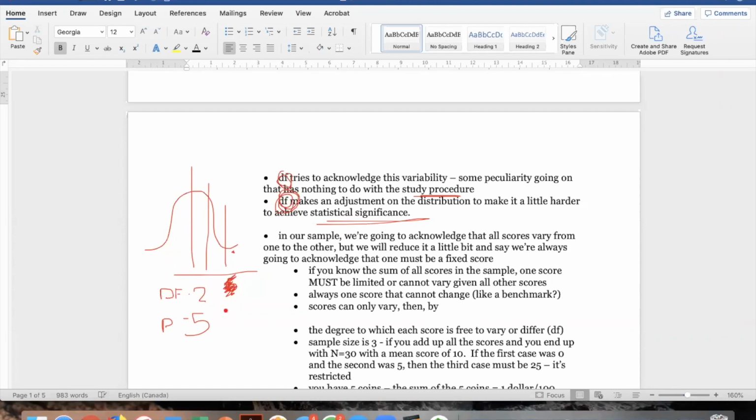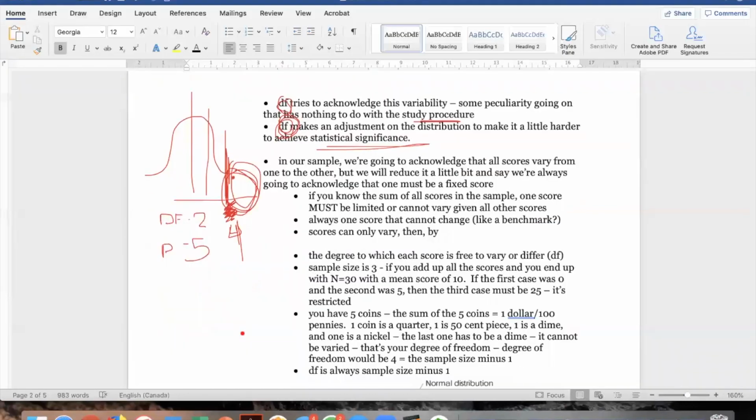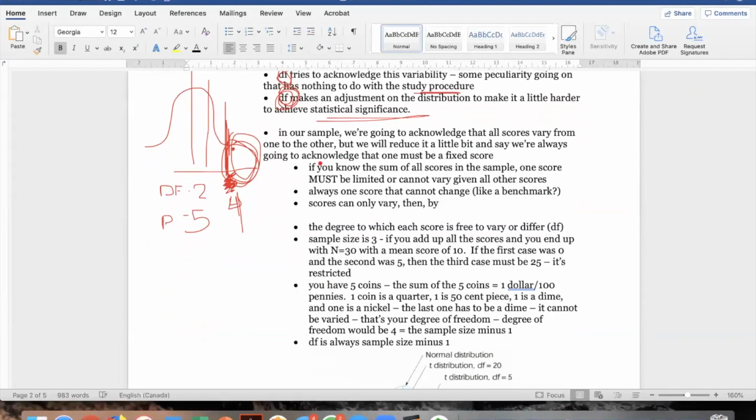It changes that number and says, well, actually, in order to be statistically significant, the score has to actually be 4. So it's much harder to land in this statistically significant area because you have to have an even lower score, or higher, depending on what you're measuring. For us, CBG, we want it to be lower. Again, that'll make more sense as we go. So in our sample, we're going to acknowledge that all scores vary from one to the other, but this way we can reduce that a little bit by adding in these degrees of freedom.